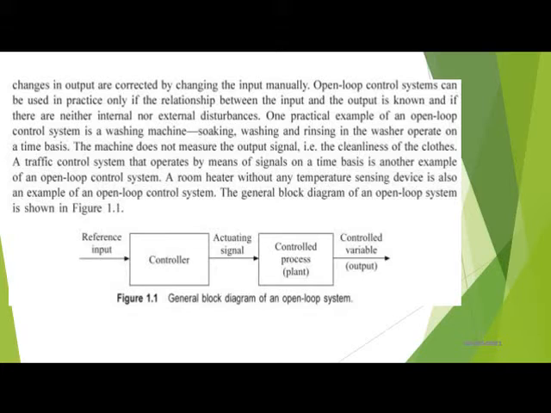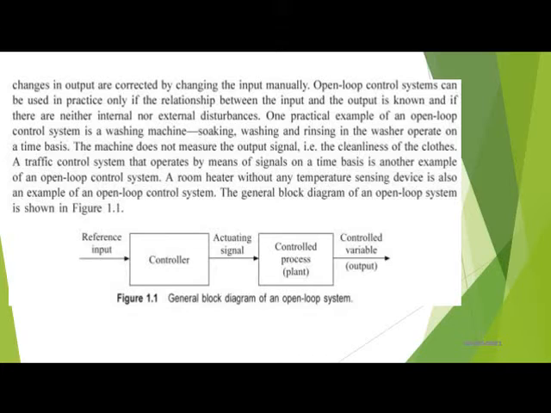As a practical example, I gave the washing machine, which is one of the open loop systems. Soaking, washing and rinsing operate on the basis of time. This is open loop. The machine does not measure any output signal. For example, the cleanliness or dirtiness of the cloth is not observed. Soaking, washing and rinsing depend only on the operating time. That is open loop.